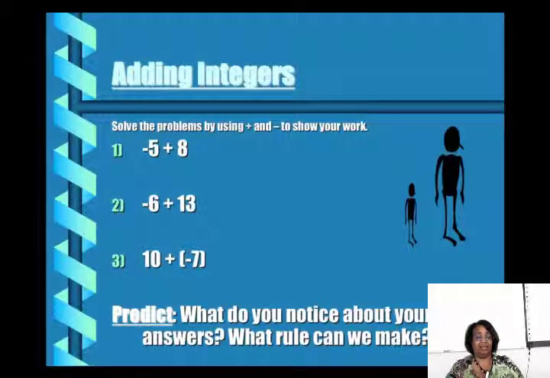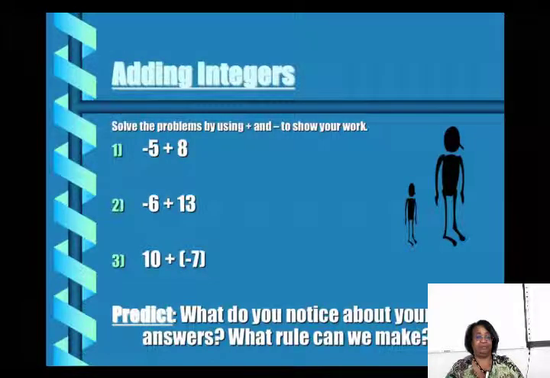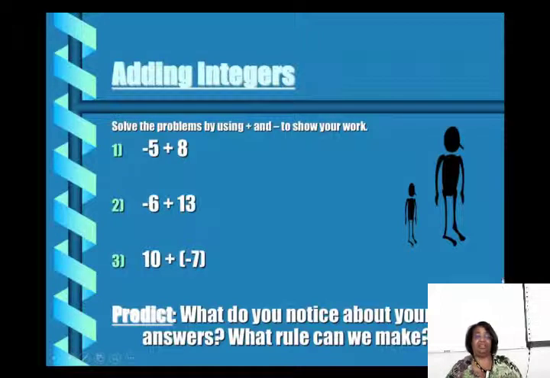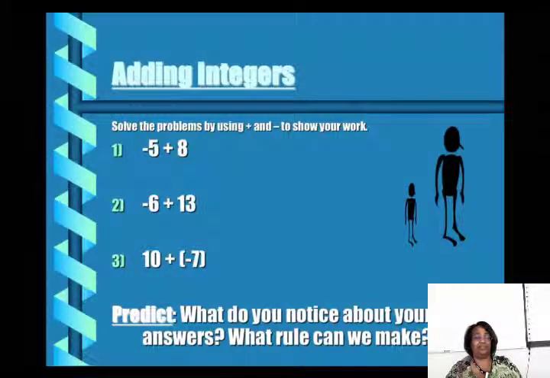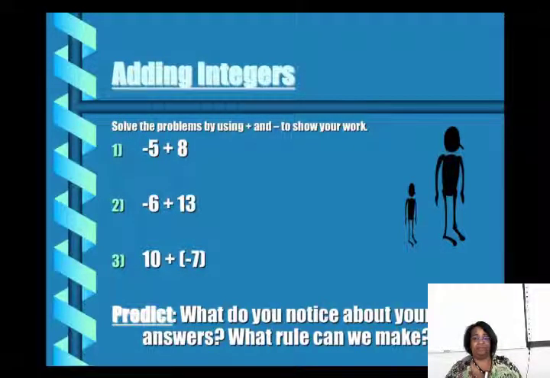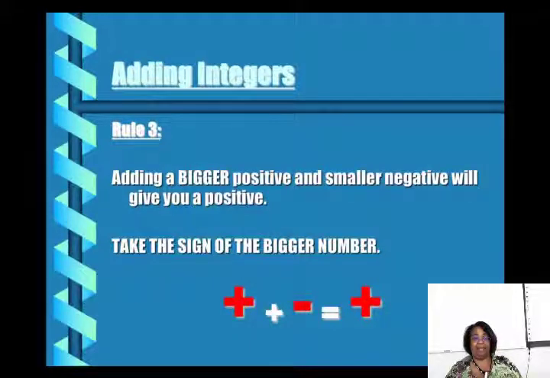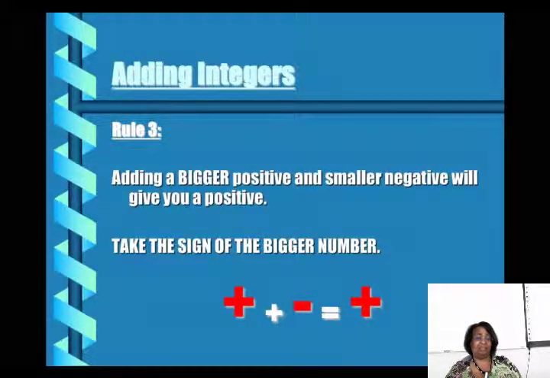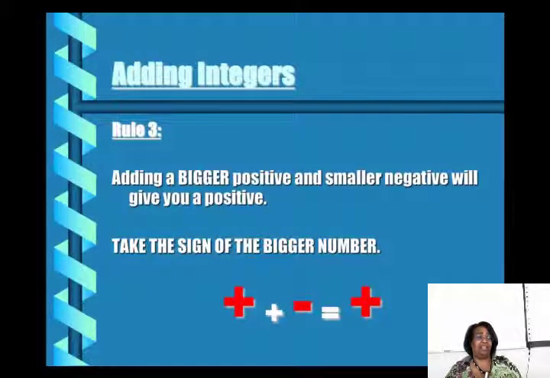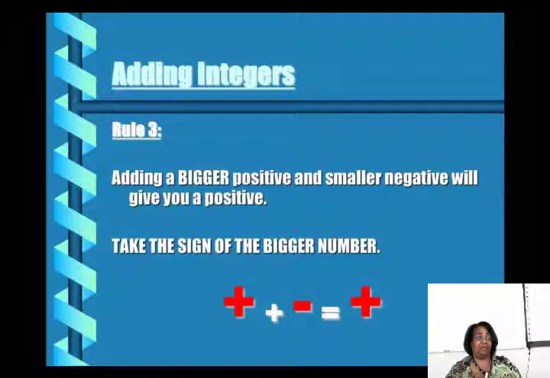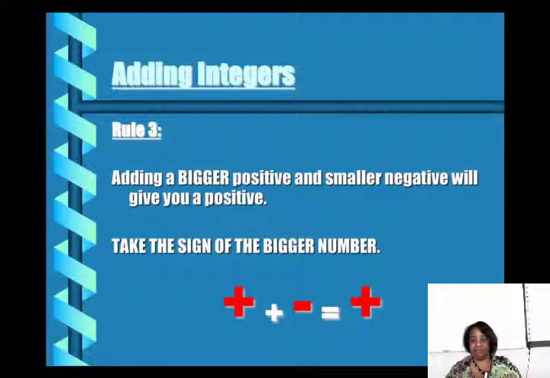And then what about number 3? Positive 3. The difference between 10 and 7 is 3, and 10 is furthest away from 0, so I make sure that that 3 is positive. So this rule is you can add a bigger positive, a smaller negative, that will give you a positive. I think this is kind of confusing. You should just say, if I've got a positive and a negative number, I take the difference between the two absolute values and use the sign that's furthest from 0.